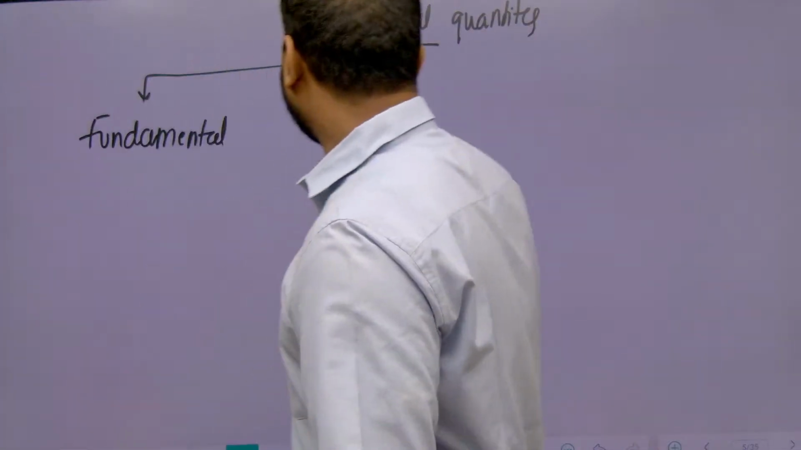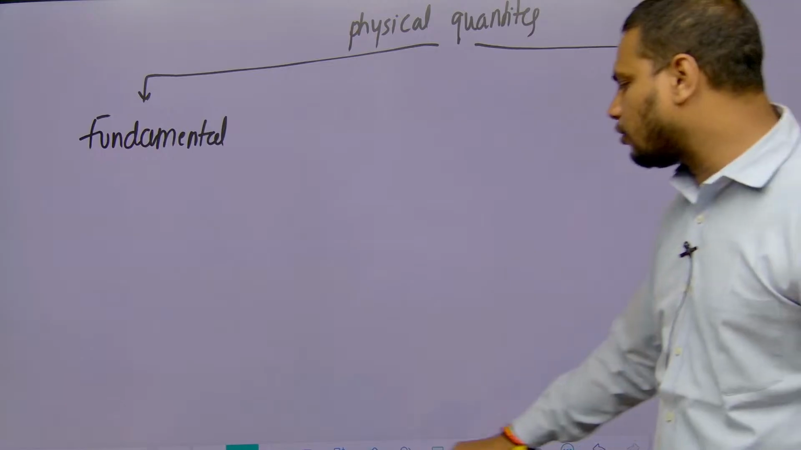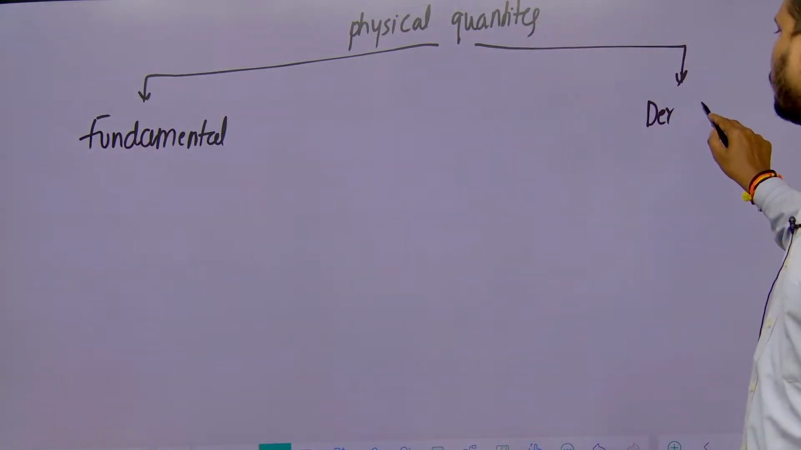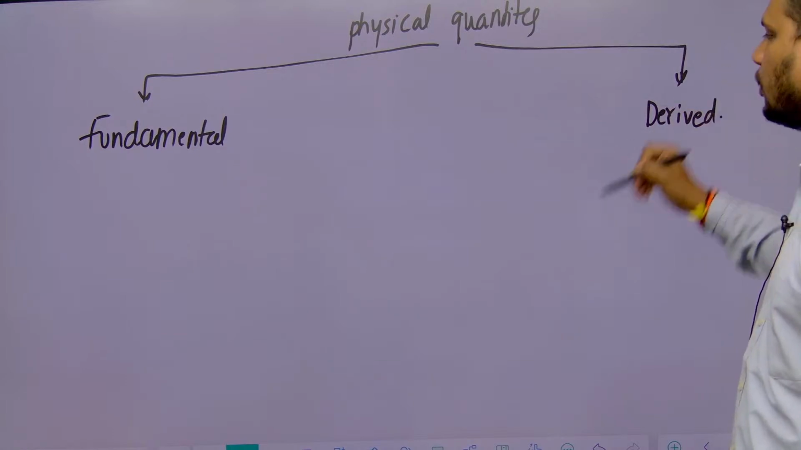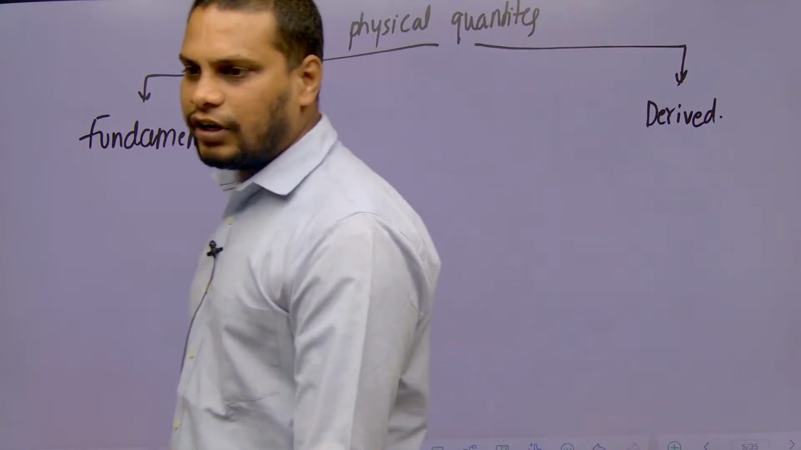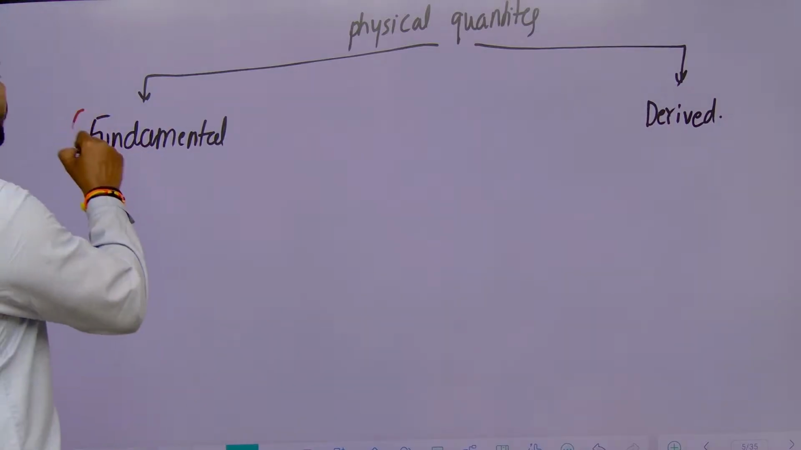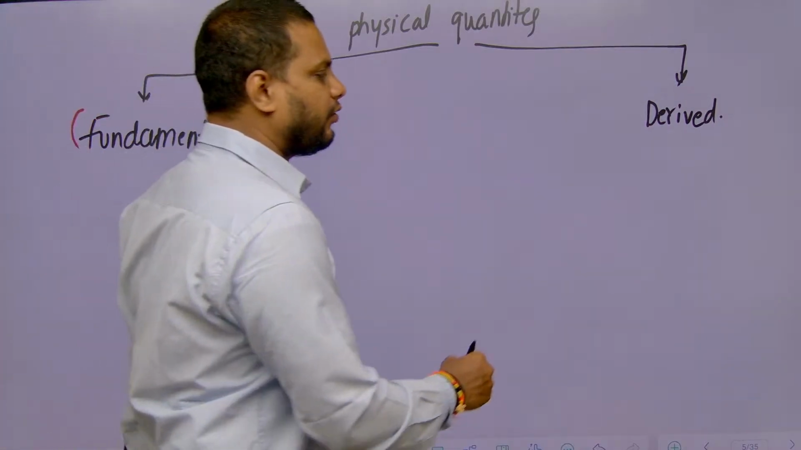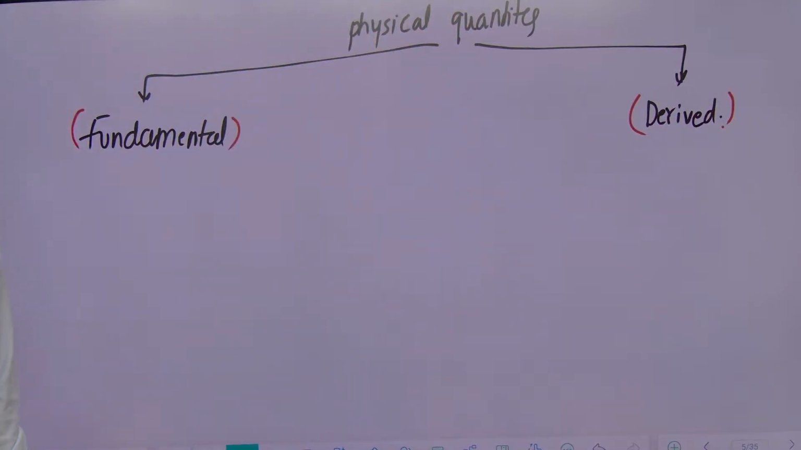Okay. Next one, derived physical quantities. What are derived physical quantities? Derived physical quantities depend on fundamental physical quantities. Are you clear? Now, physical quantities are generally classified into how many types? 2 types. First one fundamental physical quantities, next one derived physical quantities.